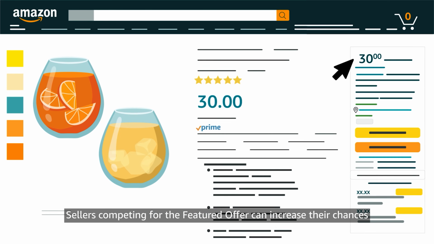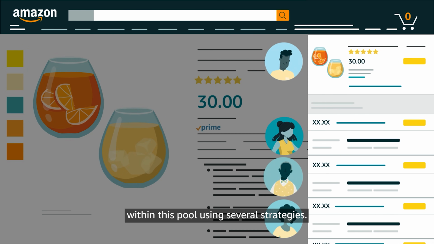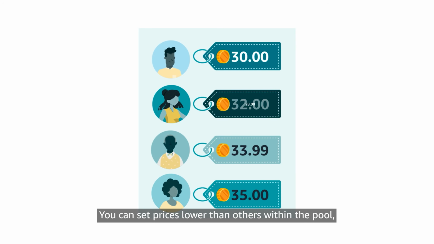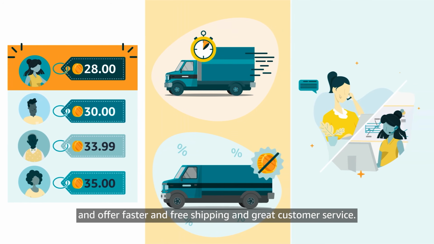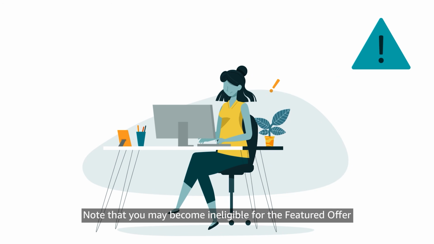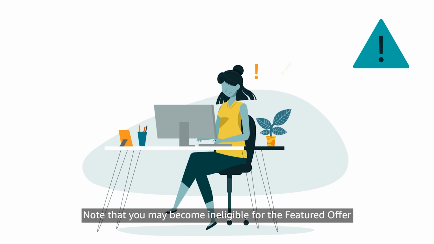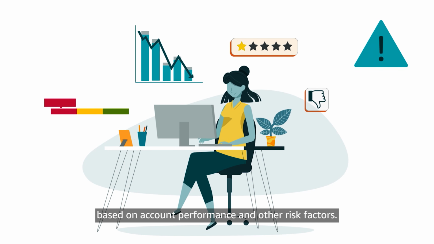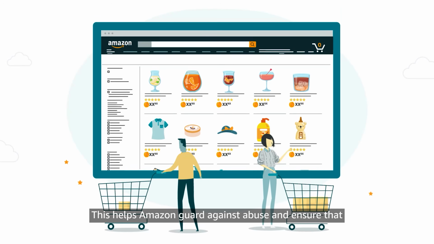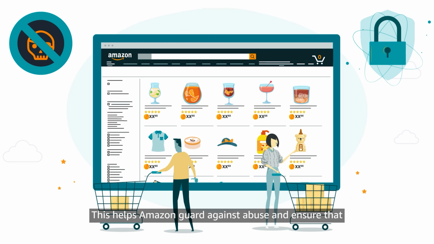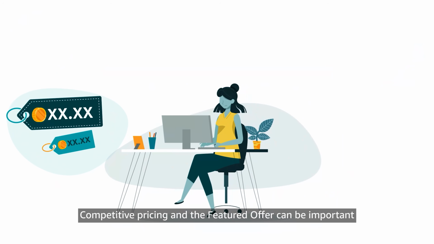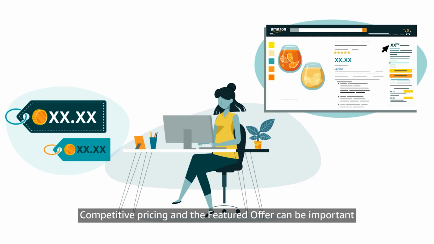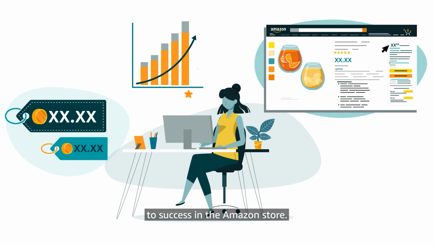Sellers competing for the featured offer can increase their chances within this pool using several strategies. You can set prices lower than others within the pool and offer faster and free shipping and great customer service. Note that you may become ineligible for the featured offer based on account performance and other risk factors. This helps Amazon guard against abuse and ensure that customers have a great shopping experience. Competitive pricing and the featured offer can be important to success in the Amazon store.